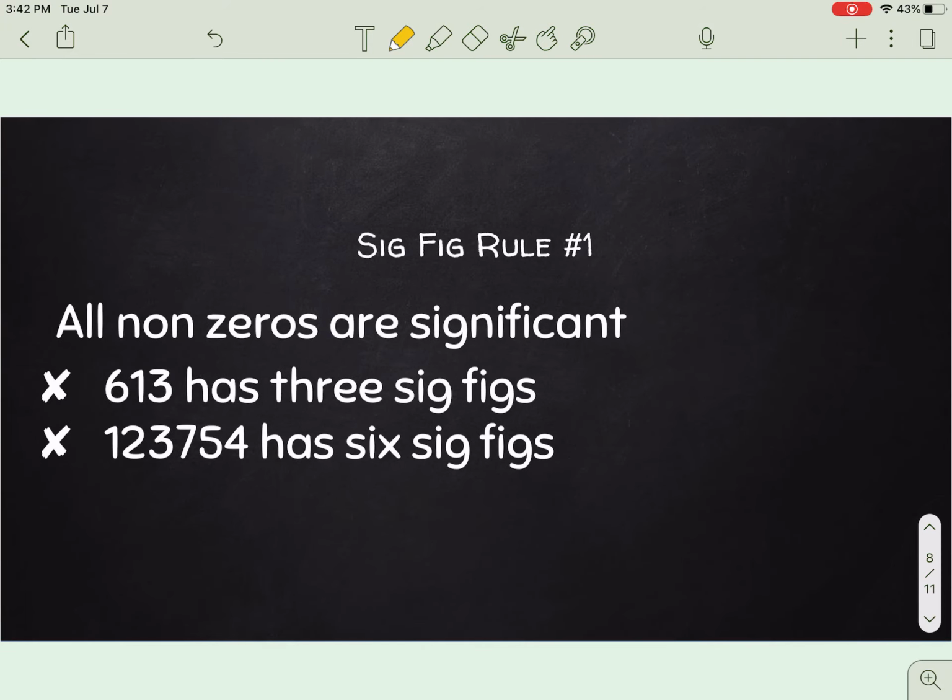All non-zeros are significant. So that's pretty easy. There are 3 significant figures in 613 because they are all non-zeros. In 123,754, you got 1, 2, 3, 4, 5, 6 non-zero numbers, which means 6 significant figures.